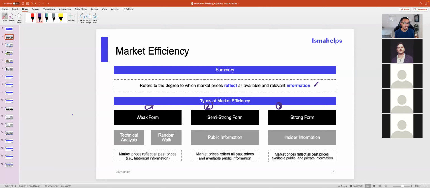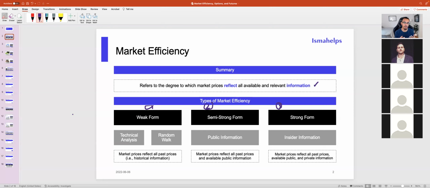What type of markets could we have? Could you kind of just list it in the chat? There are three types of market. You may or may not see it on the screen. I just want you to write it in the chat. What type of markets could we have? Yeah, weak, semi-strong, and strong. Okay, these are the three main markets that we have.